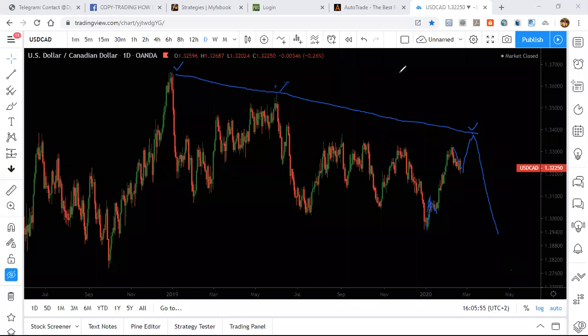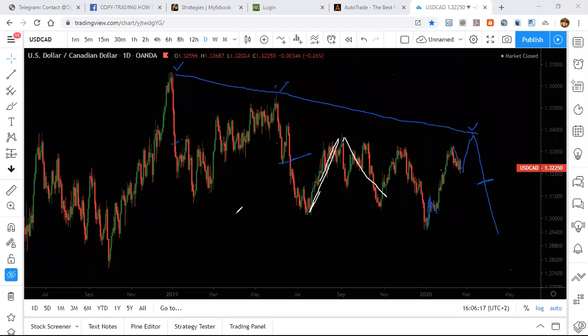But what are we seeing? We're seeing this as a corrective structure, guys. This whole thing is a corrective structure. Once this corrective structure is finished, we're going to get this blue move, similar to these two moves, these three-wave moves that have happened previously.